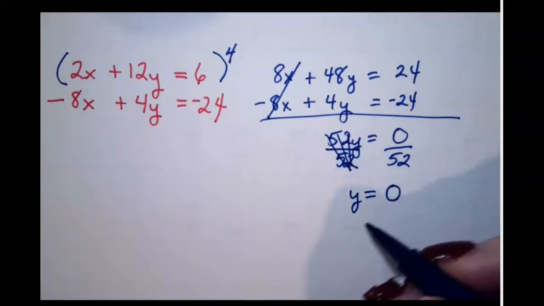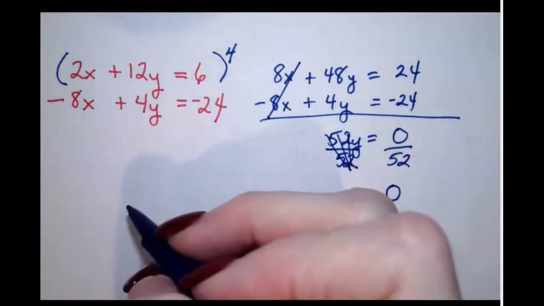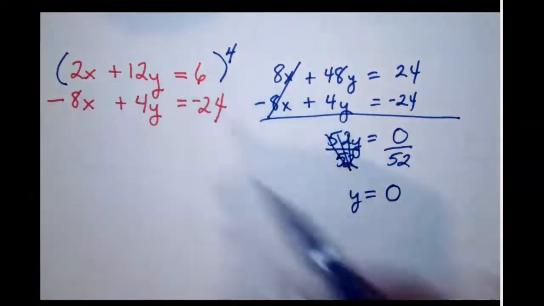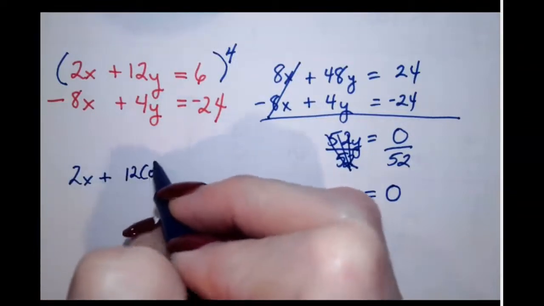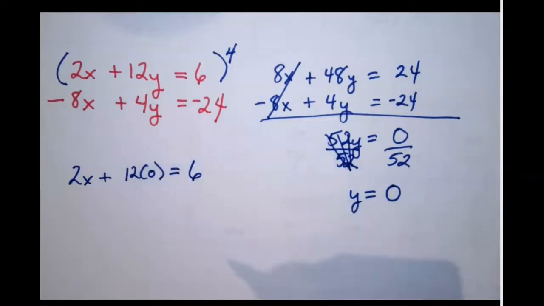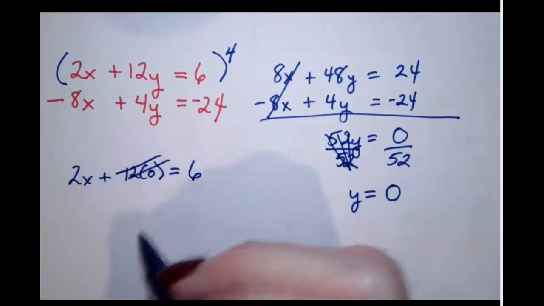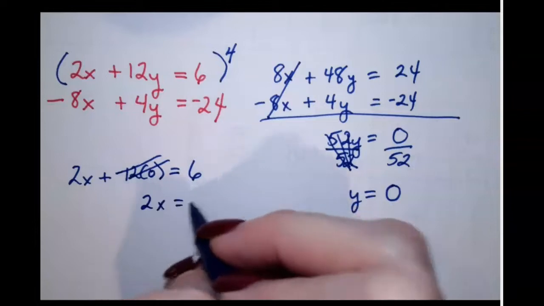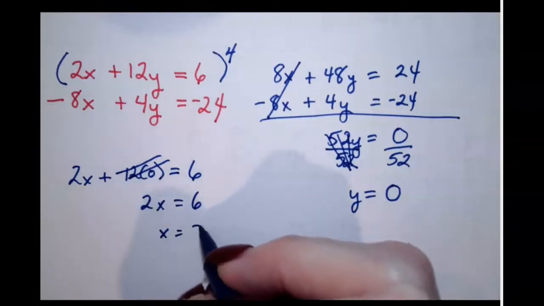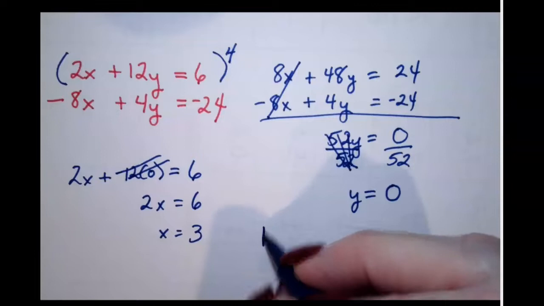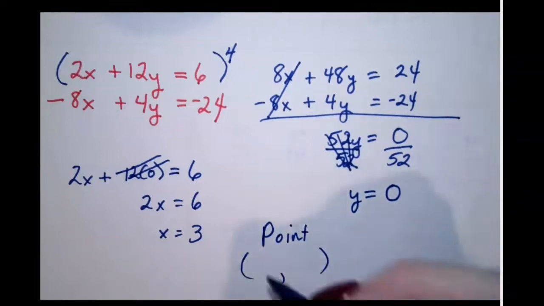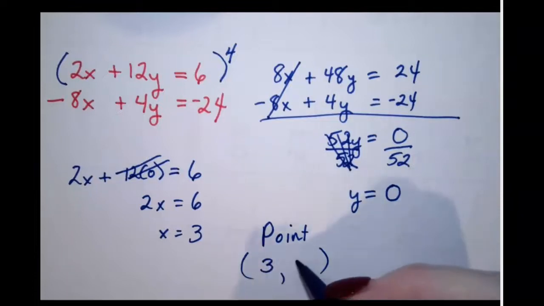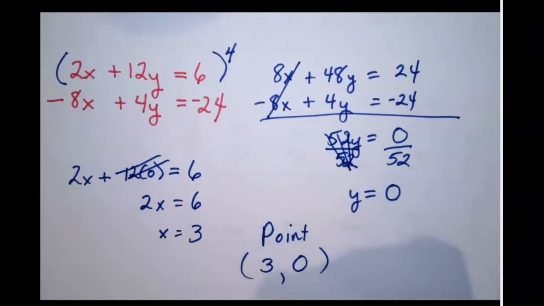Now, how do I find x? Well, I go up here. I pick any of these that I want. I think I'll pick the first one. So 2x plus 12 times 0 is equal to 6. Well, that's all gone, isn't it? 12 times 0 is just 0. So 2x equals 6, and x equals 3. This is a point. A point has parentheses, it has a comma, it has an x, and it has a y. Solutions to systems are points.